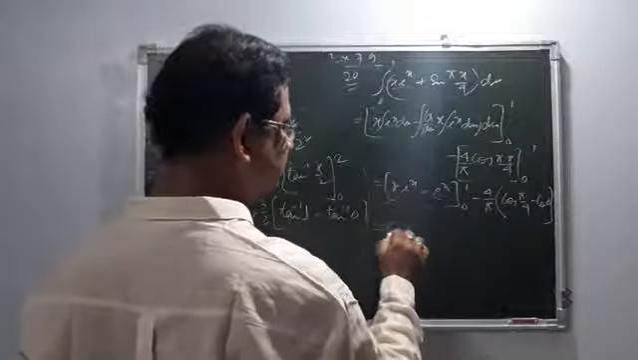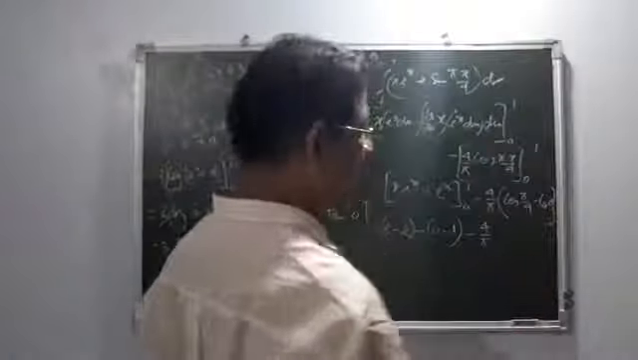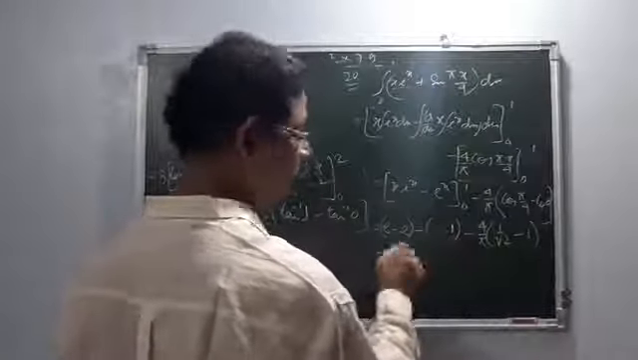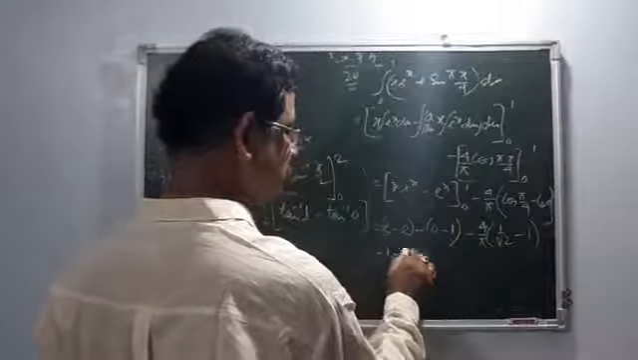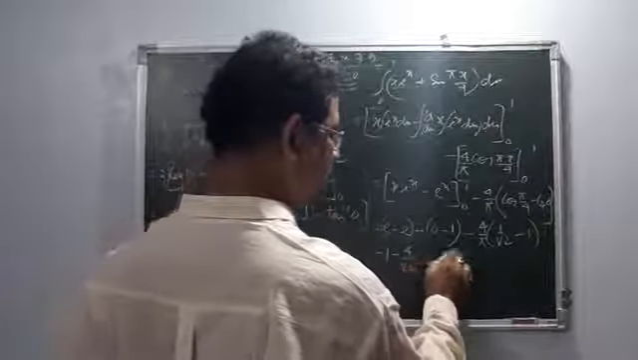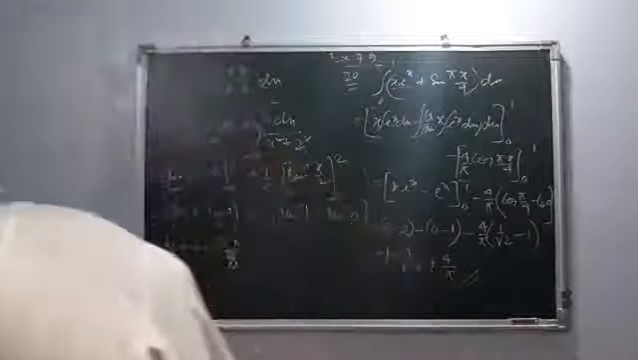Pi by 4 by pi. Cos 45 is 1 by root 2, and cos 0 is 1. So ultimately we get here only 1. This one, after a little simplification, will give 4 root 2 pi plus 4 by pi. So this is our answer of question number 20.